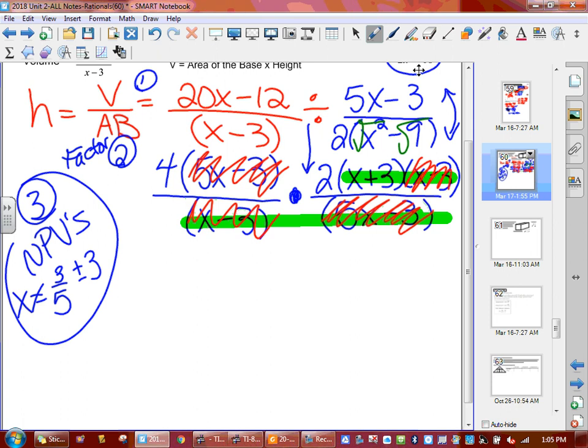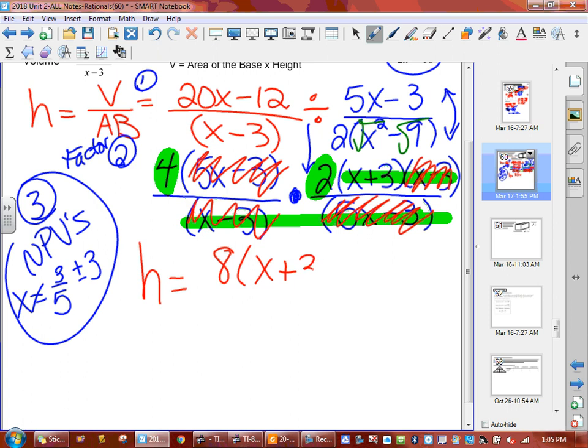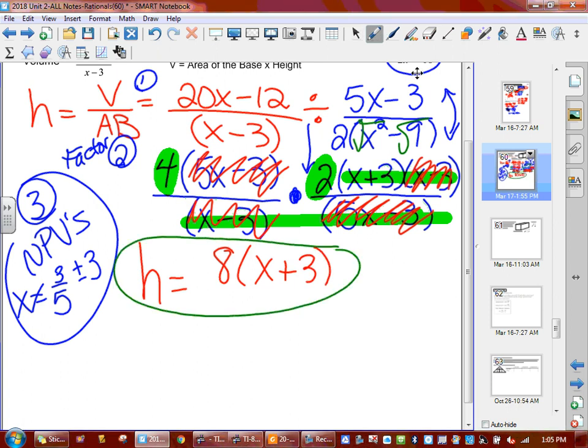So now you've got 2 numbers on top still. You're going to multiply those. Okay? So if you still have coefficients, you have to multiply those for your final answer. So our final answer for height is going to be 8 times x plus 3. There's nothing else we need to do for that question. It's going to be 8 times x plus 3. If you want, you can show the hidden 1 on the bottom, but you don't have to. Okay?